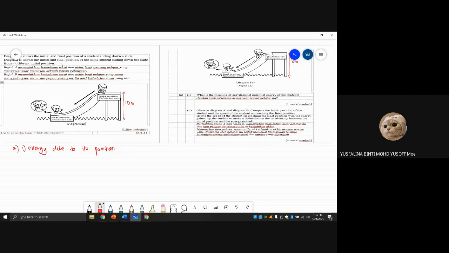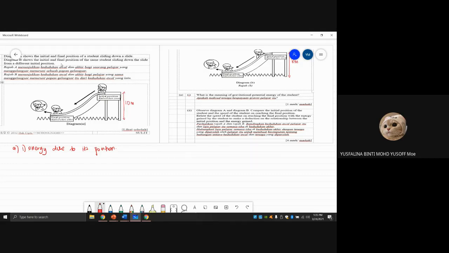It doesn't matter whether the position is high or low. As long as it still has height, you still have gravitational potential energy. So we just conclude that it is energy due to its position, whether the position is high or low. So we just put the meaning like this, very simple: energy due to its position. This is how you answer for the exam.